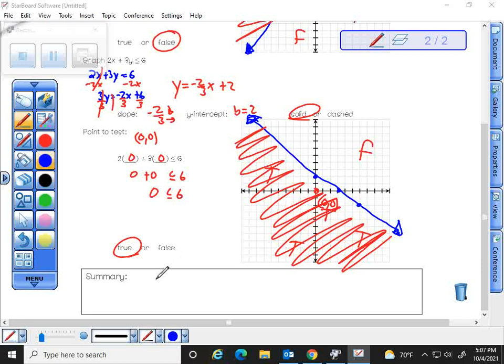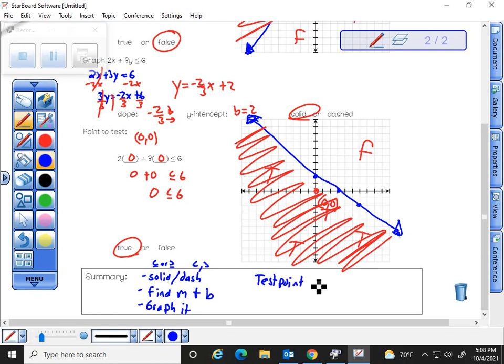All right, for your summary. Find out if it's a solid line or a dash. Again, less than, greater than, less than or equal to, or greater than or equal to. Find the slope and your y-intercept. Graph it. Test point 0, 0 if you can. And put 0, 0 back into the original. And then shade the true side. Like so. All right, there you go.